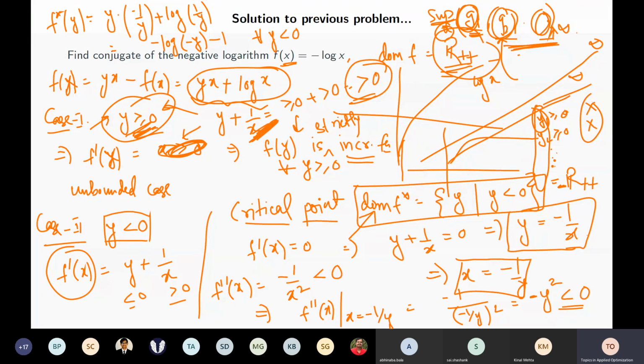Conjugate is important, as I said, because it's used in duality. Duality is a very big business, especially if you want to solve problems like SVM, support vector machines. Those are constraint problems, and those require duality. Support vector machine is one of the important areas in machine learning, a very important model. Those are constraint problems, and then we need duality.